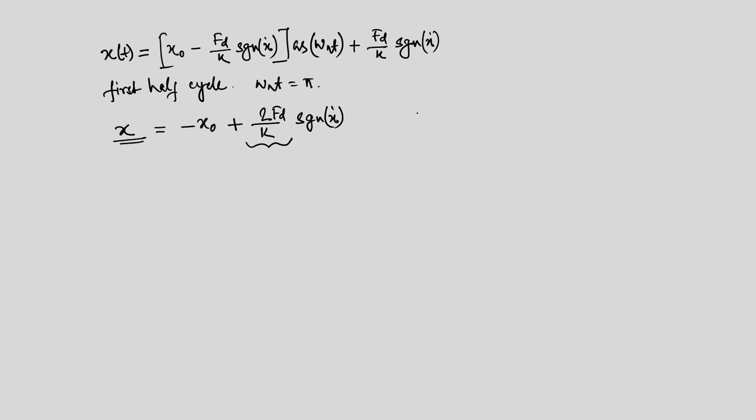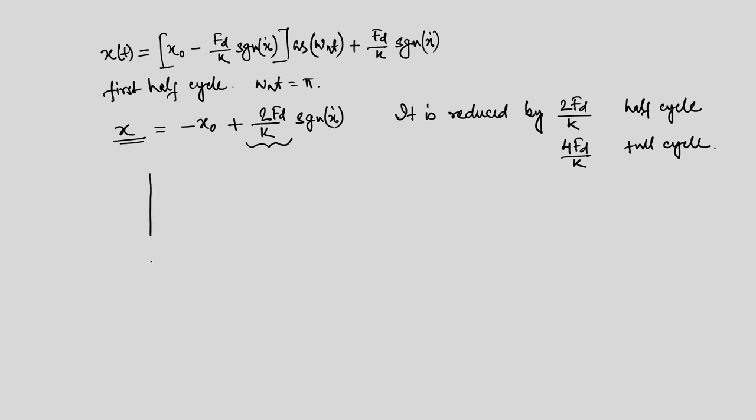So, in a half cycle it is reduced by 2 times f d by k. So, in the full cycle, this is in half cycle. Obviously, in the full cycle it will be reduced by twice of that. So, this is in full cycle.